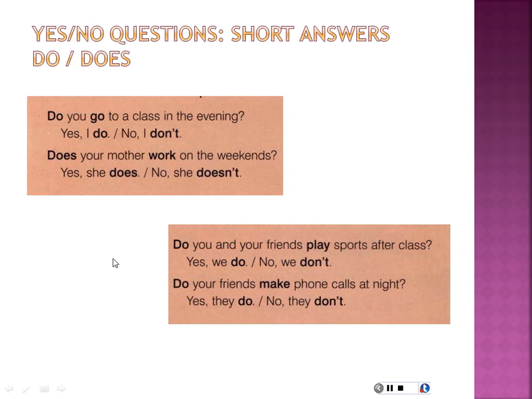The last example that we have for yes no questions, short answers, do and does: do your friends make phone calls at night? Yes, they do. No, they don't. Again we use do, which is the beginning of the question, and we use don't by adding not. So as you can see here, we have do, which is the helping verb, we have the main verb, but in the short answer we use only the helping verb or the auxiliary verb. Okay, this is enough for short answers and yes no questions.